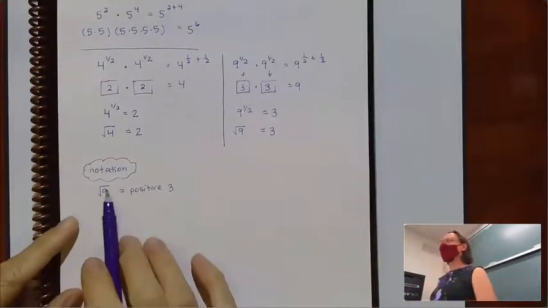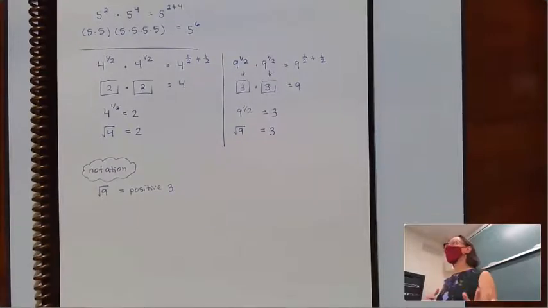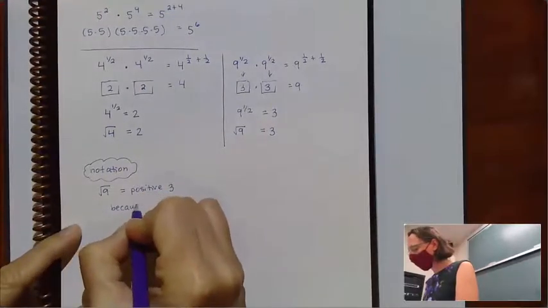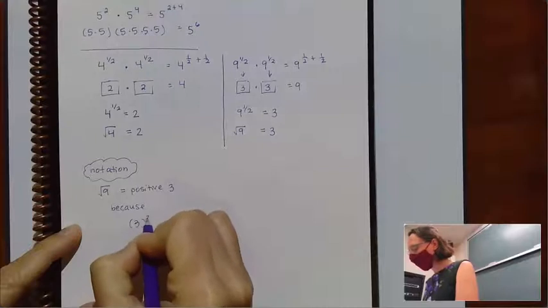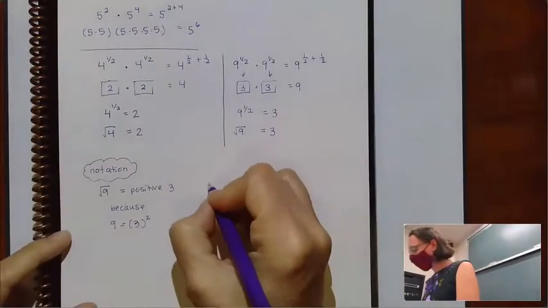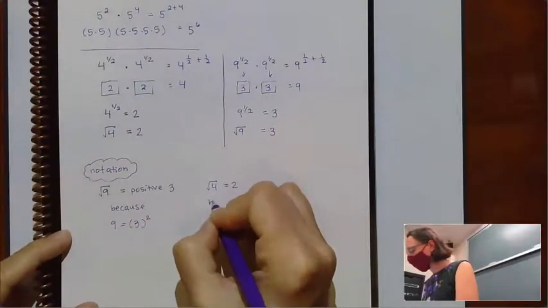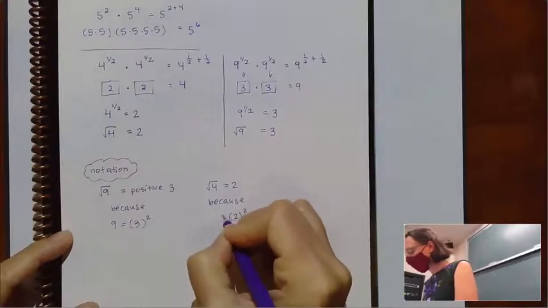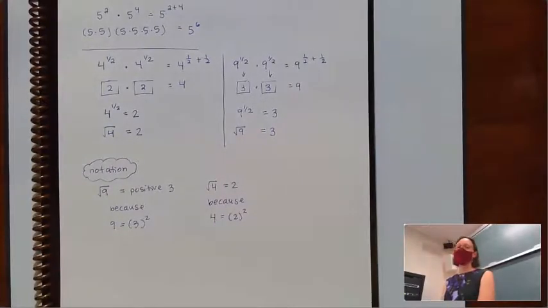So this square root property, it's like undoing something being squared, right? So the square root of 9 is equal to 3 because 3 squared is equal to 9. They're going to undo each other. The square root of 4 is equal to 2 because 2 squared is equal to 4. There's just this minor problem.